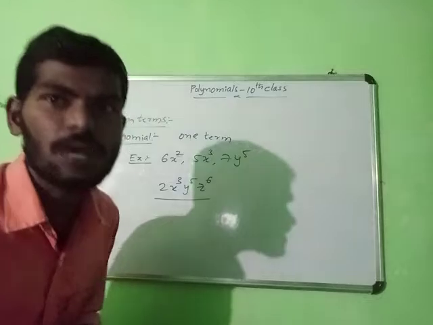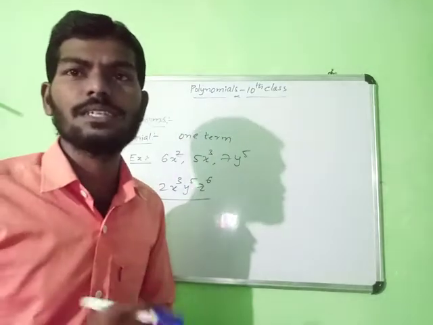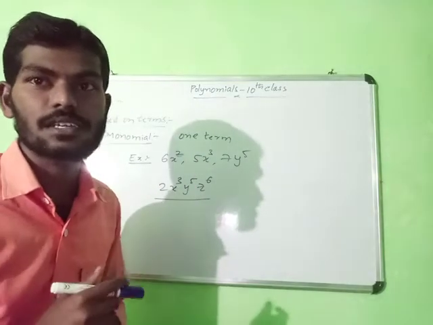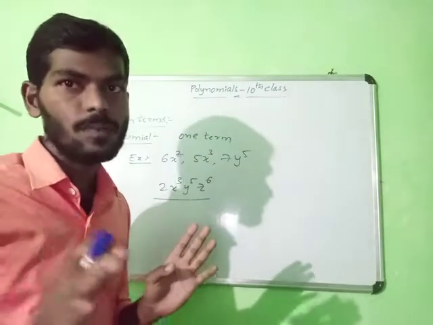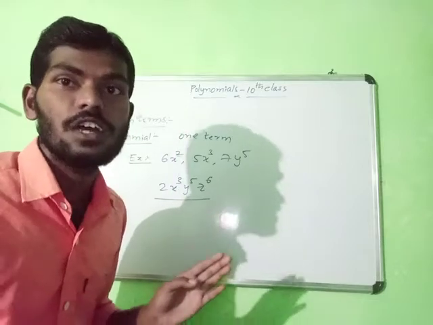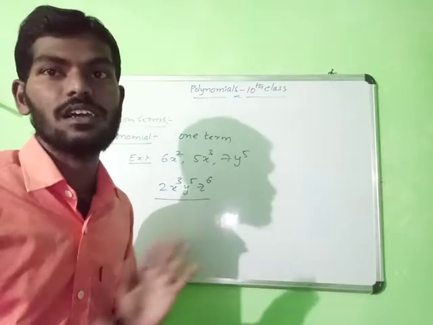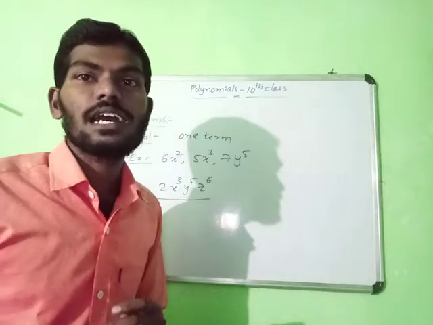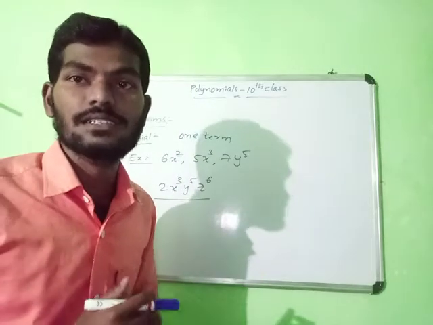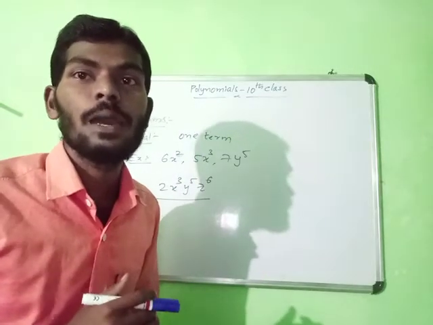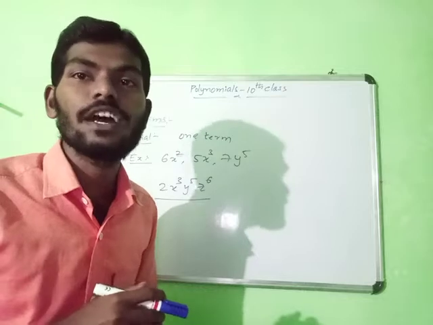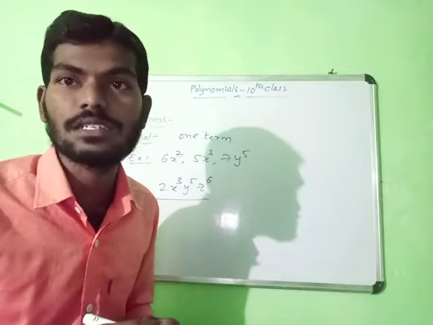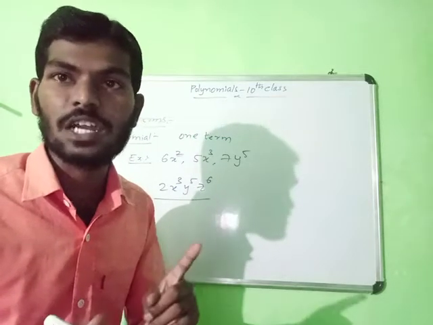Sir, one doubt will come. Monomial means only one term, but here there are three variables, so will it be a trinomial? Now, what do terms mean? Terms are connected by plus or minus. Between variables, if there is no plus or minus, there is no separate term. Only one term is there.